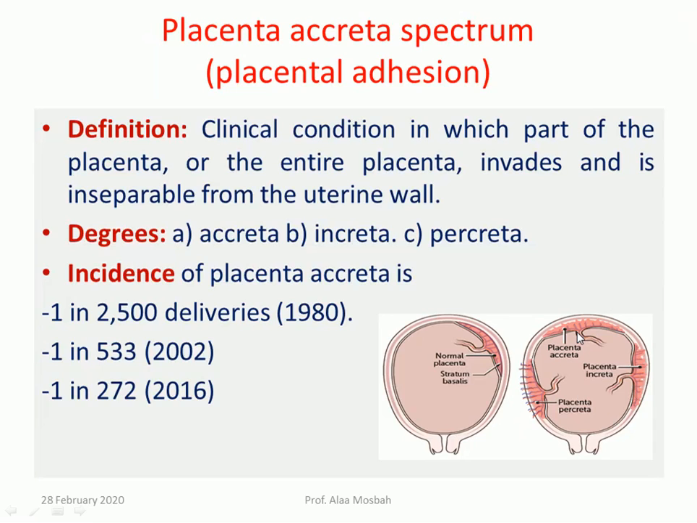As you see, these are the 3 types of placental adhesions: placenta accreta, adhesion to the superficial muscle layer; increta, invasion of the muscle wall of the uterus; percreta, invasion of the peritoneum and the nearby organs like the bladder. So this is accreta, this is increta, this is percreta, and this is normal placenta from the other picture.